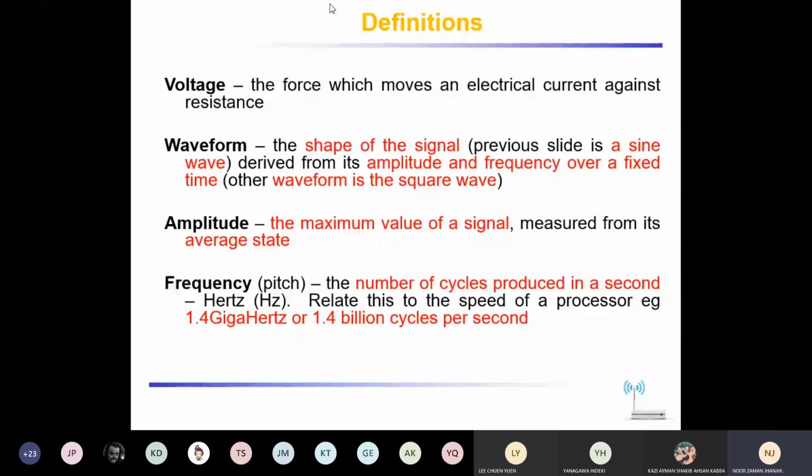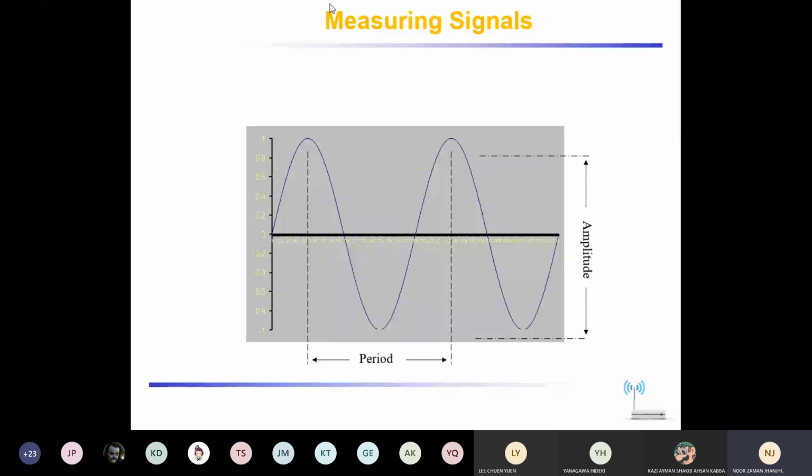Frequency, or the pitch, is the number of cycles produced in 1 second. For example, if we go there, we can see how many cycles from top to top, from this period, are produced in 1 second.